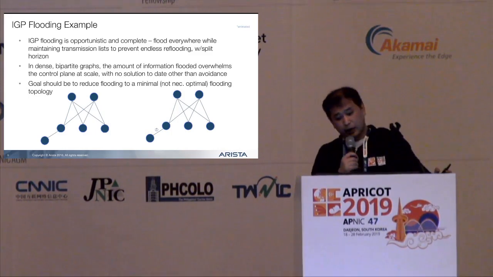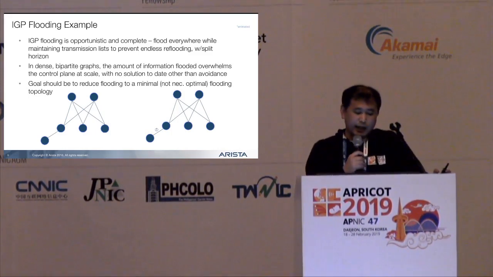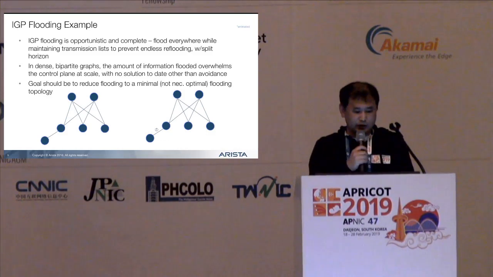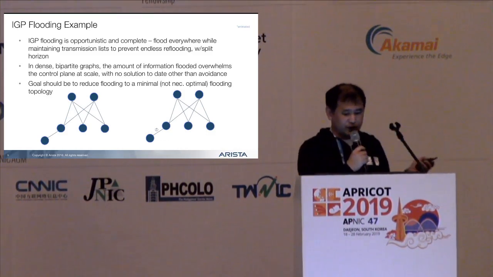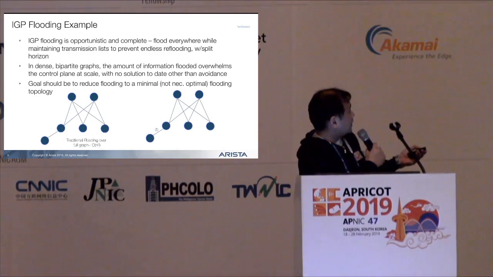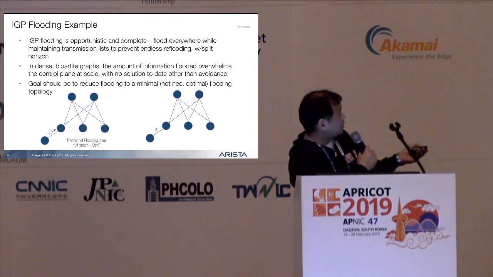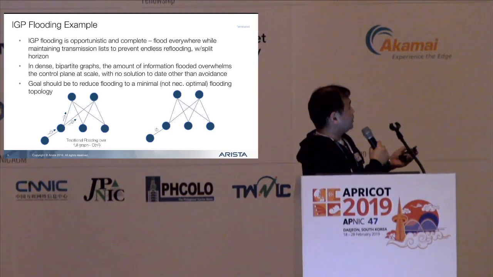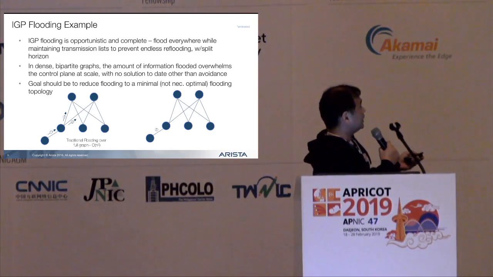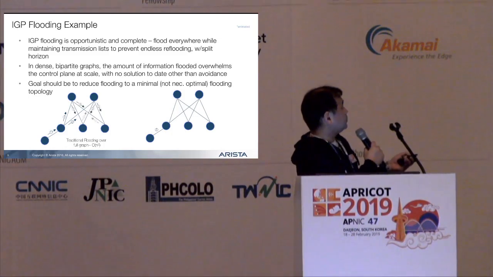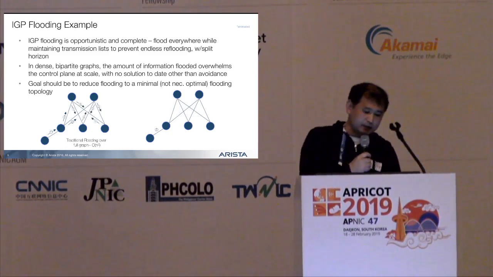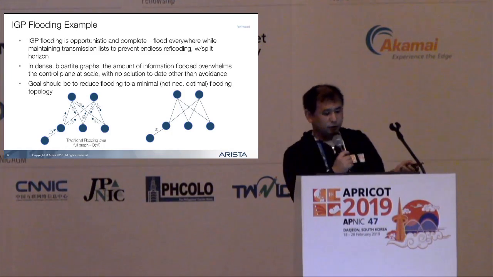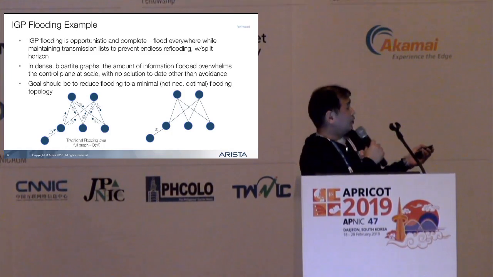This is actually an example of IGP flooding. IGP flooding is opportunistic and complete. Flood everywhere while maintaining transmission race to prevent endless flooding with split flooding. Like this node, out of a leaf node, requires a query, and the neighbor is doubling the query, flooding the query in double, and the spine also doubles. In this big part of the graph, the amount of information flooding overwhelms the control plane at scale, with no solution to date other than avoidance.